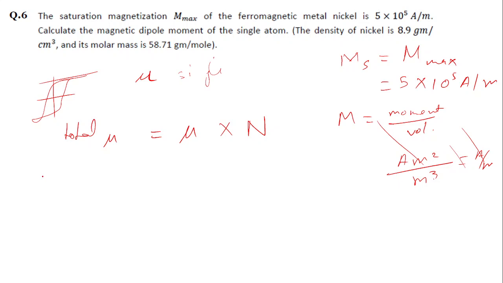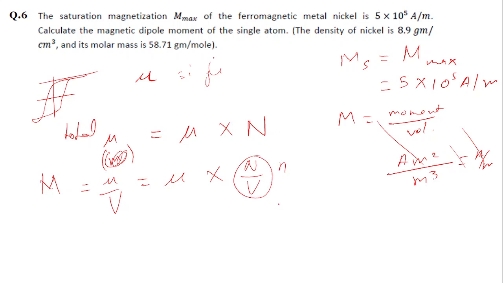But we are given magnetization, which is usually denoted by capital M, and magnetic moment sometimes we denote by small m also. So magnetization is magnetic moment per unit volume. So we can write it as the magnetic moment of one atom times the number of atoms per unit volume. Sometimes we denote this as small n, the number of atoms per unit volume. Because magnetization is given, we need the per unit volume aspect here. I hope this is clear.